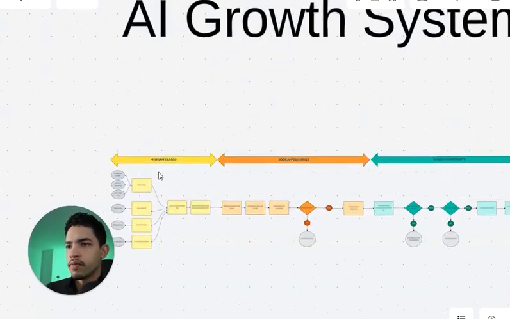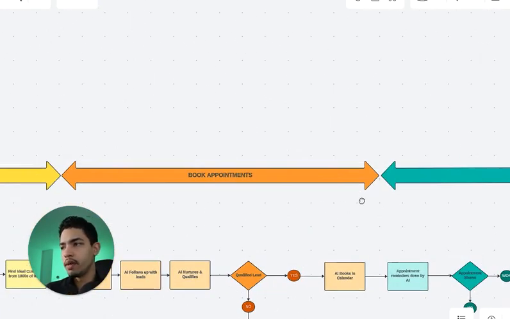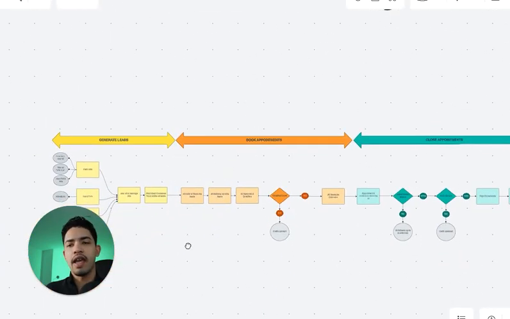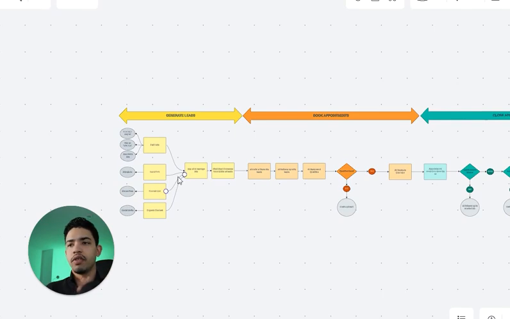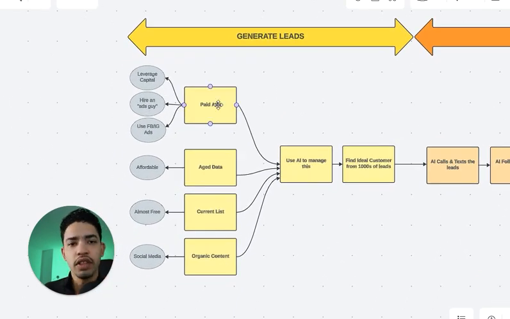For every successful sales company, there are 3 different components. You generate leads, you book the appointments, and then you close the appointments. This is how the AI agents can manage all of this for you. The first part is generating leads, and there are 4 main ways to generate leads for your business.